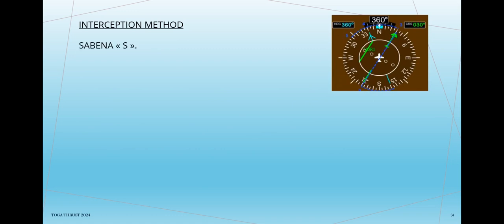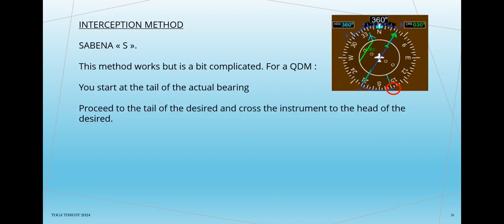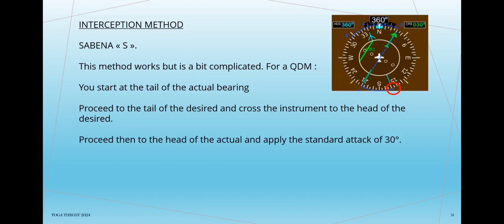SABENA S. This method works but is a bit complicated. For a QDM, you start at the tail of the actual bearing. Proceed to the tail of the desired and cross the instrument to the head of the desired. Proceed then to the head of the actual and apply the standard attack of 30 degrees. Which results in the swinging of Mary.